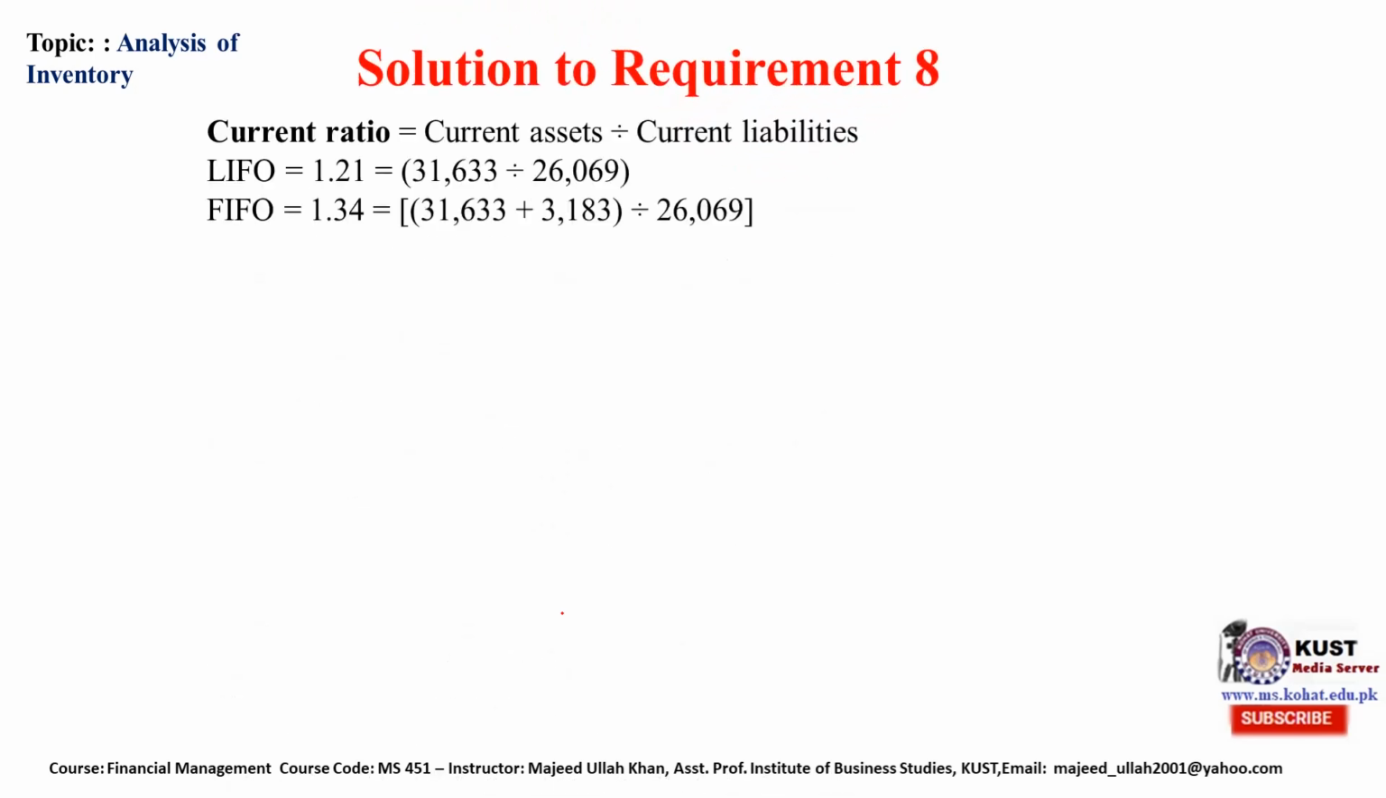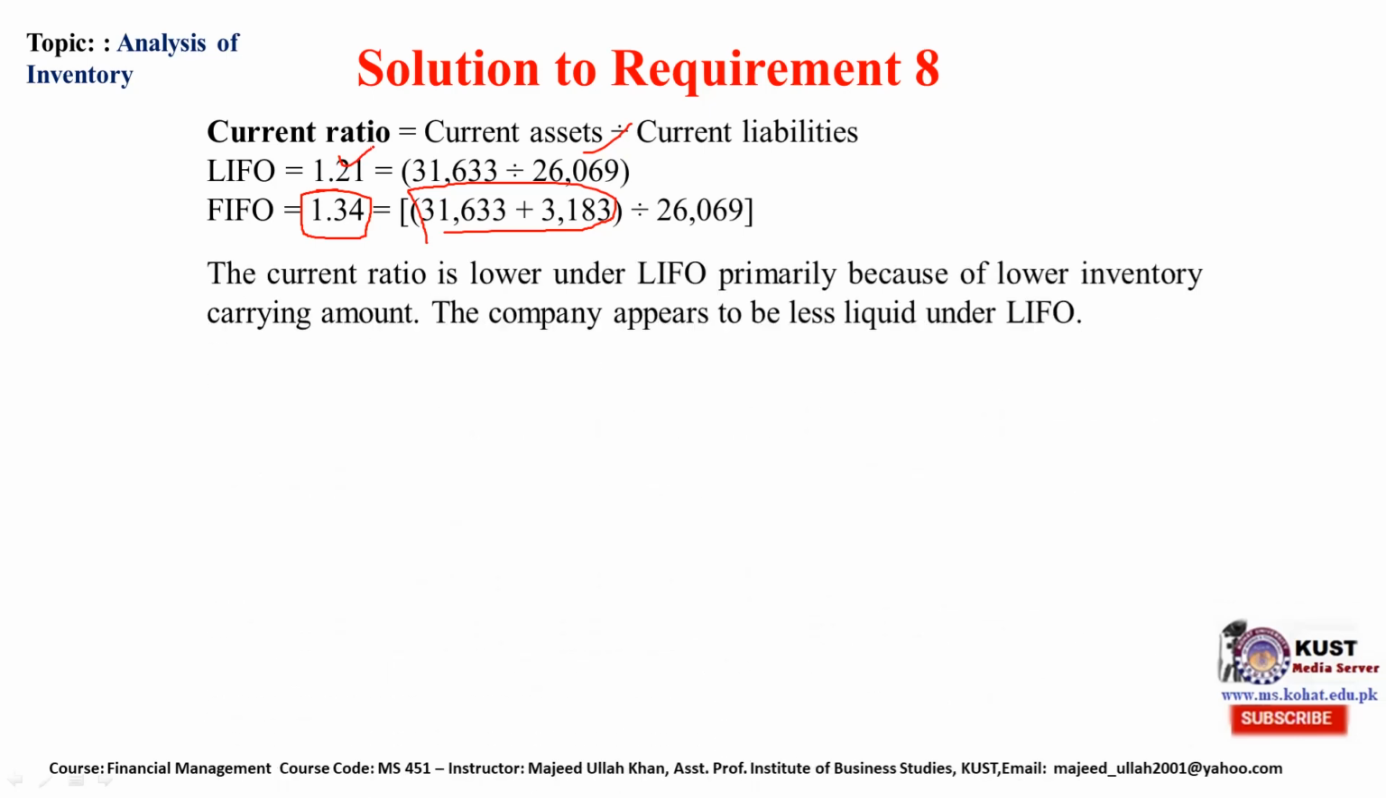What would happen to the current ratio? Current ratio is equal to current asset divided by current liabilities. Since liabilities do not change, but current asset changes under FIFO method. It is 1.31, it is 1.21. That is a bit higher than this one. It appeared to be seen better. The current ratio is lower under LIFO primarily because of lower inventory carrying amount. The company appears to be less liquid under LIFO method.